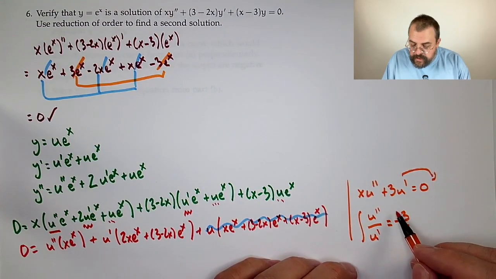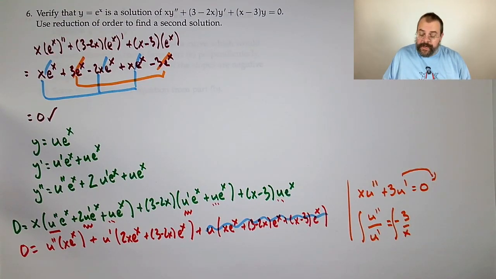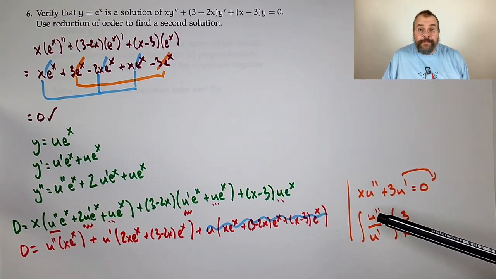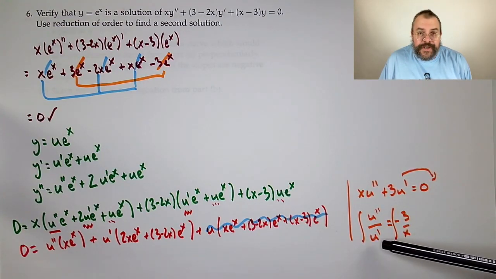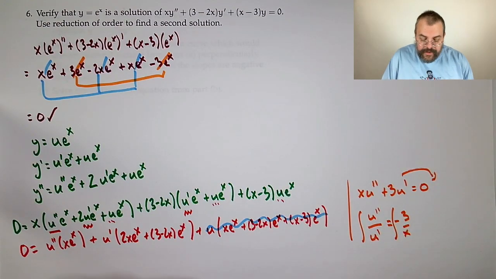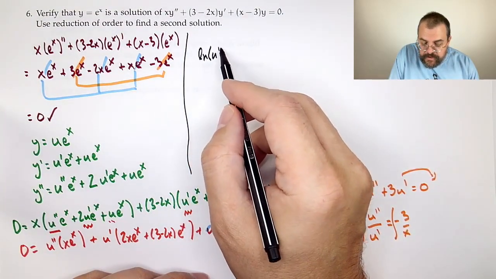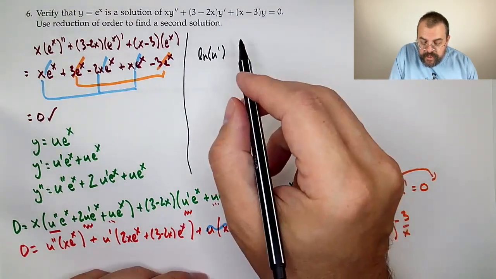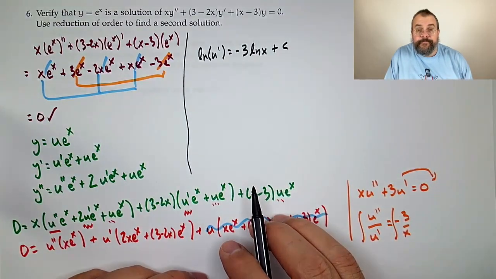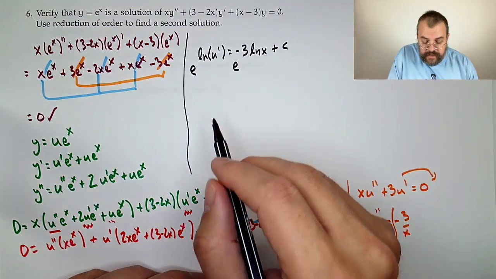And now integrate both sides. Okay, so what happens if you integrate u double prime over u prime? Well, u prime is a function. U double prime is its derivative. So it's function downstairs, derivative upstairs, which means the integral is a natural log. So we're at the point where we have natural log of u prime is equal to, over here, minus 3 natural log of x plus c. Well, okay, raise both sides to the e power. U prime.